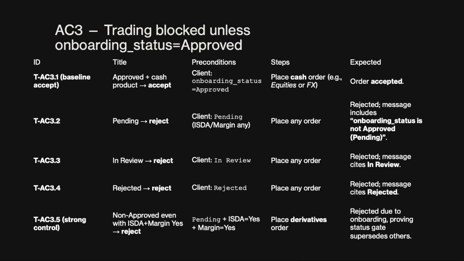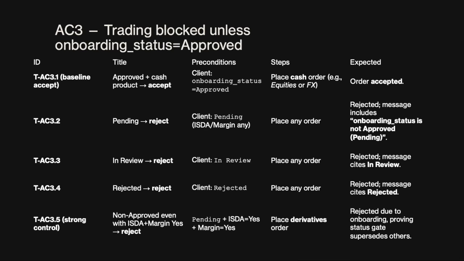Test AC 3.3, in review, reject. Client is in review. Expectation, rejected, message cites in review. This shows different non-approved states are all treated as blocks. Test AC 3.4, rejected, reject. Client is rejected. Expectation, rejected with a reason that explicitly names rejected. This covers the strongest block state.